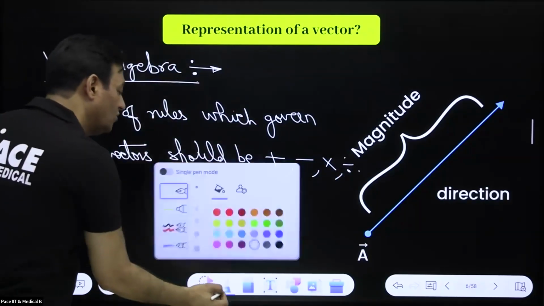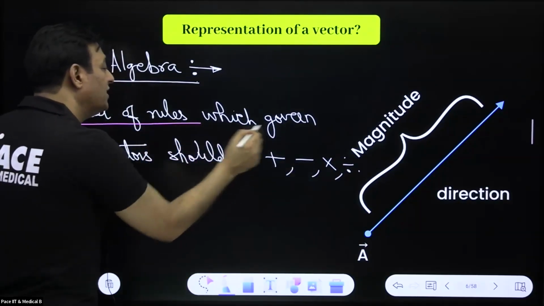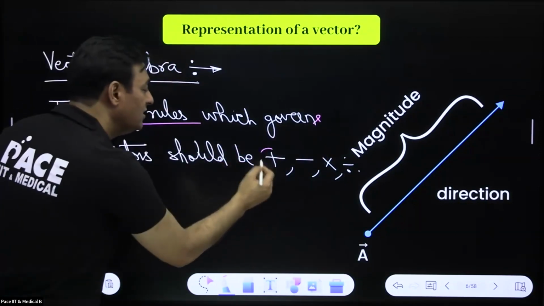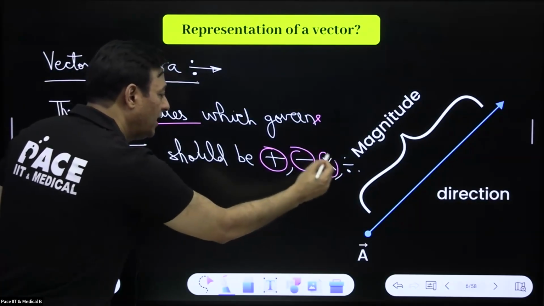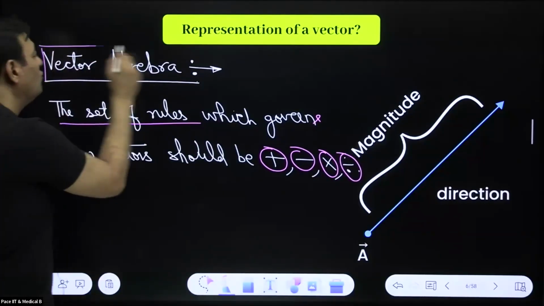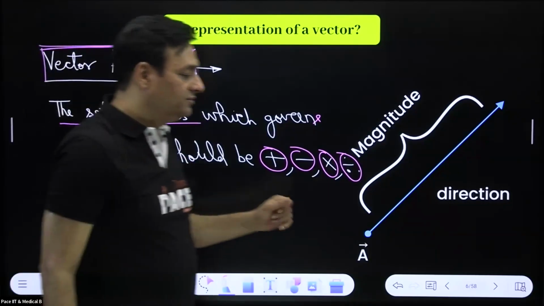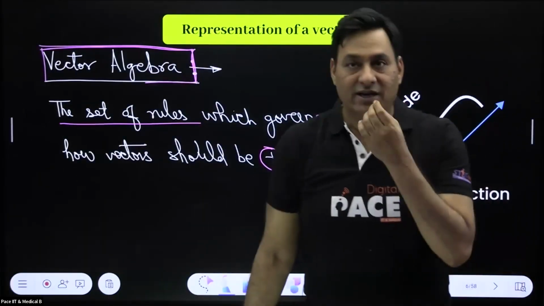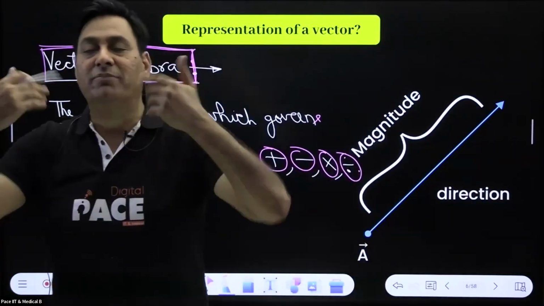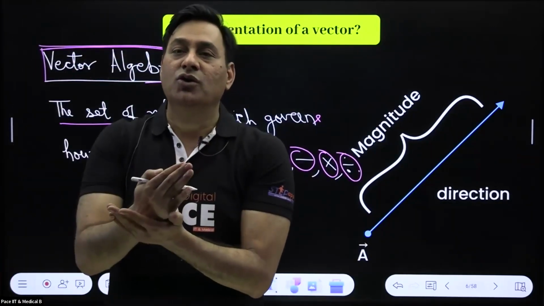Simple definition. That set of rules which governs how vectors should be added, subtracted, multiplied or divided is called vector algebra, and we'll learn those vector algebra rules right now. Vector algebra is the core of vectors. Once you understand that, the vectors chapter is over. So now we are jumping onto vector algebra.